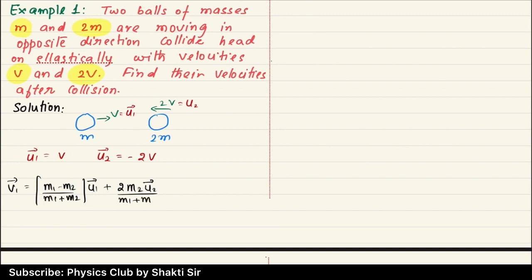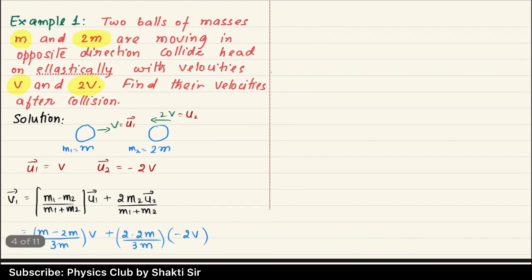Let me put in the values and see what the answer will be. This is our m1 and this is our m2. So m1 is equal to m and m2 is equal to 2m. The total mass of the system is 3m and the value of u1 is positive v. Then 2 times m2 is 2m divided by 3m, and the value of u2 is negative 2v.